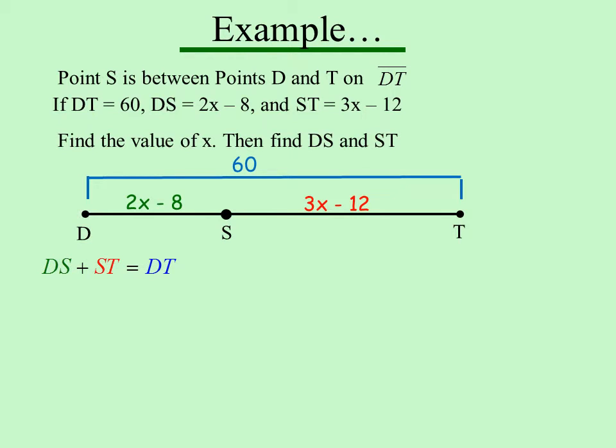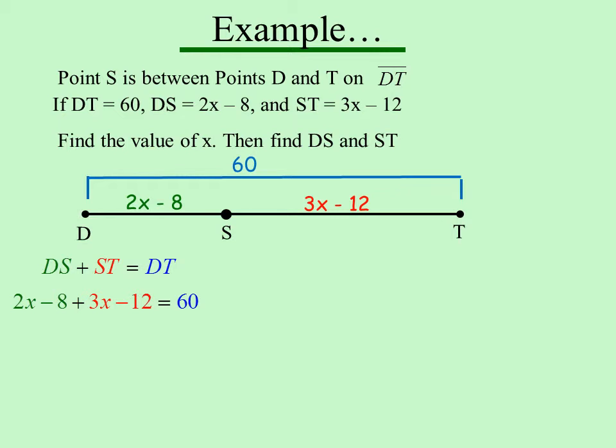The segment addition postulate tells us that DS plus ST has to equal DT. If I substitute in what I know, DS is 2x minus 8, I know that ST is 3x minus 12, and I know that DT is 60. Now I have an equation that I can solve.